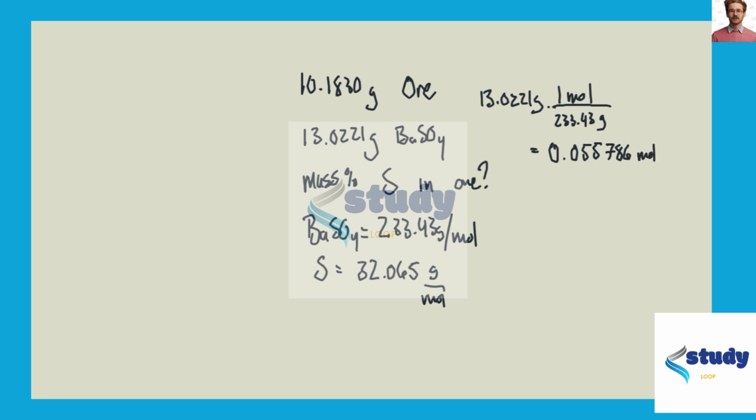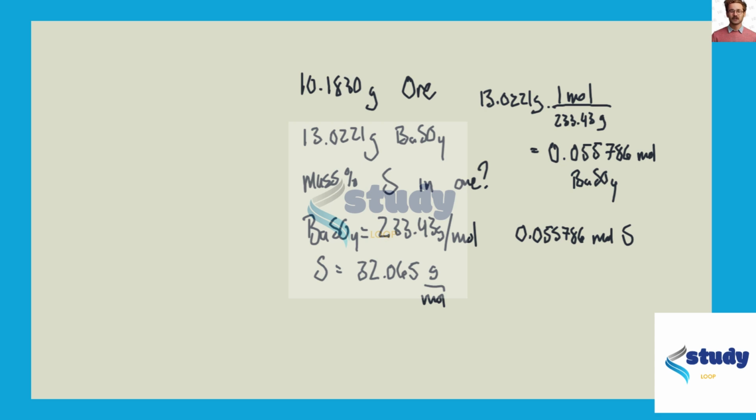moles of barium sulfate. And because there's 1 mole of sulfur in every mole of barium sulfate, or 1 sulfur atom in every molecule of barium sulfate, then that also means that we have 0.055786 mole of sulfur. How much does this weigh? Because if we can figure out the weight of our sulfur and divide it by the mass of our ore, then we'll know what the mass percent of sulfur in the ore was, right?